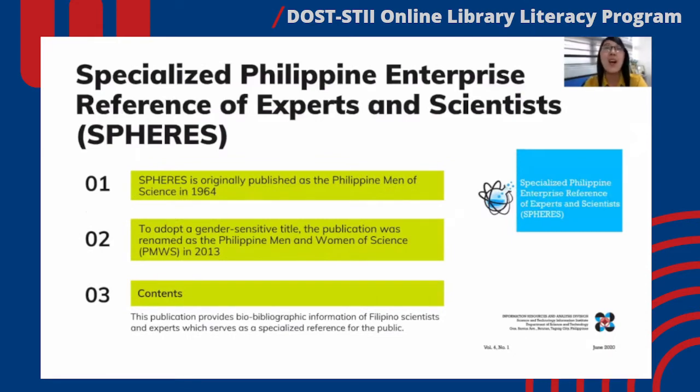Next, we have the SPEERS, or the Specialized Philippine Enterprise Reference of Experts and Scientists, which is originally published as the Philippine Men of Science in 1964 and renamed as the Philippine Men and Women of Science in 2013. So what's inside SPEERS? Are you curious about our Filipino scientists? Have you ever wondered what are their contribution in the country? Do you want to know more about our Filipino scientists? Well, if your answer is yes, SPEERS is the one for you. SPEERS provide bio-bibliographic information of Filipino scientists and experts, which serves as a specialized reference for the public.